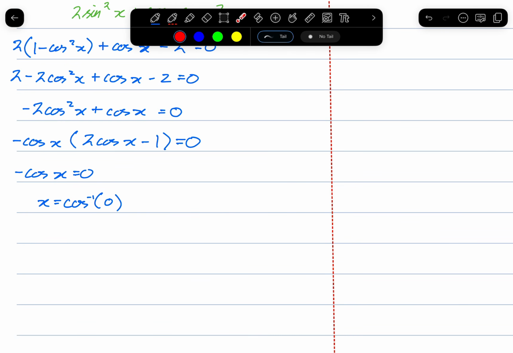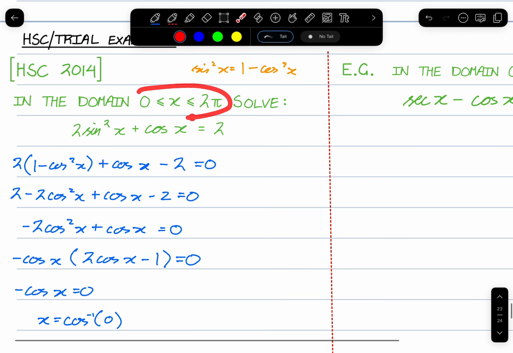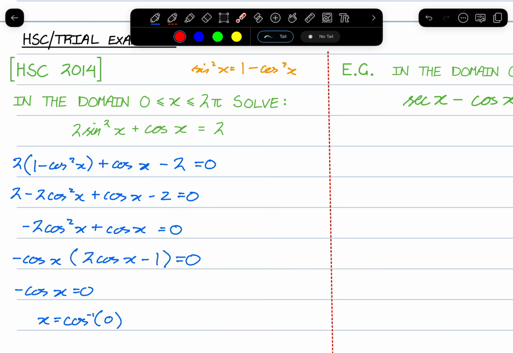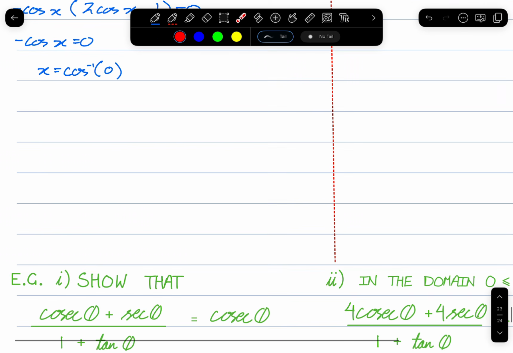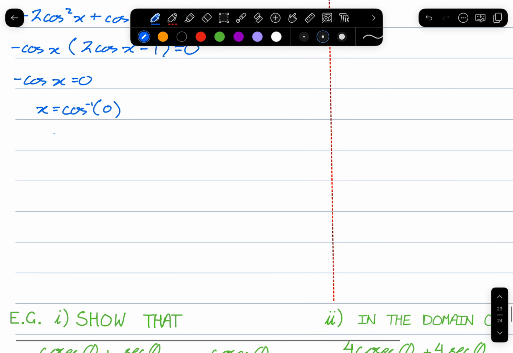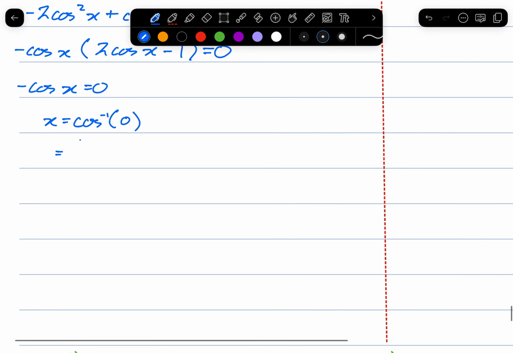So cos inverse of 0, it's going from 0 till 2 pi. So from here, hopefully we're very familiar with this one. It's going to be pi on 2 and 3 pi on 2. And in case we've forgotten how we find that, it's from the unit circle.